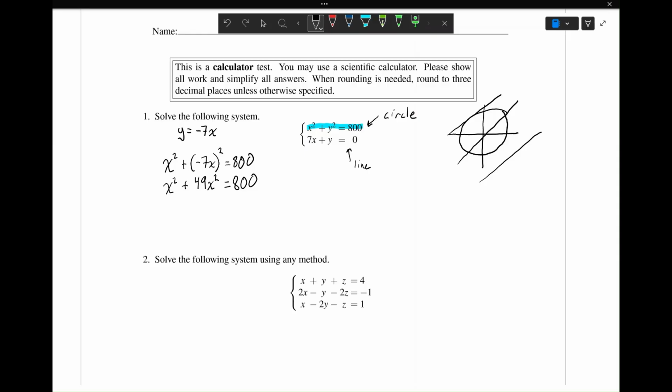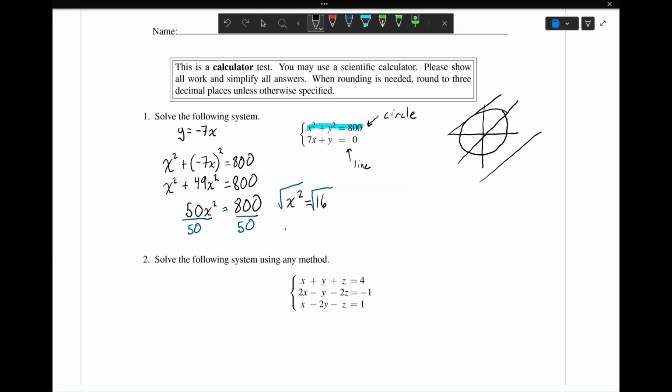Well, now I have like terms here on the left-hand side of my equation, so I end up with 50x squared equals 800. I'm going to divide both sides by that 50, and I end up with x squared equals 16. Well, hopefully you see that I made this kind of nice because 16 is a perfect square. So I'll square root both sides to get my final x answer.